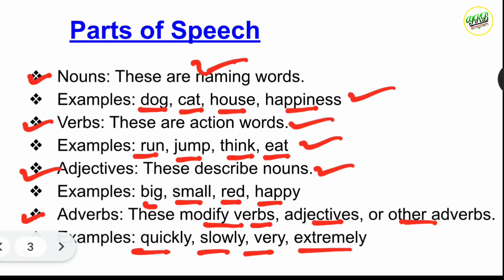I hope you understand. You are a beginner, so you only need to remember these topics, noun, verbs, adjectives, adverbs, with examples. Dog, house, happiness are noun words, and run, jump, think, eat are action verbs, and big, small, red, happy are adjectives. Quickly, slowly, very, extremely are adverbs. So let's see our next topic.